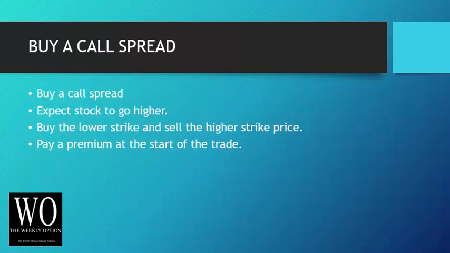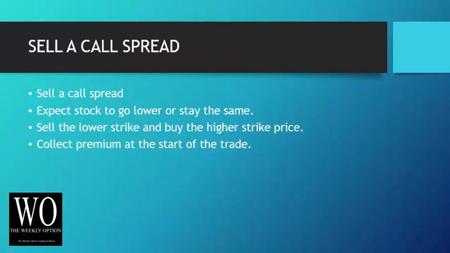Now, when you buy a call spread, you're expecting stock prices to go higher. You're going to buy the lower strike, meaning closer to the money, and you're going to sell the higher or further out of the money strike price. You'll pay a premium at the start of the trade because you're buying it.